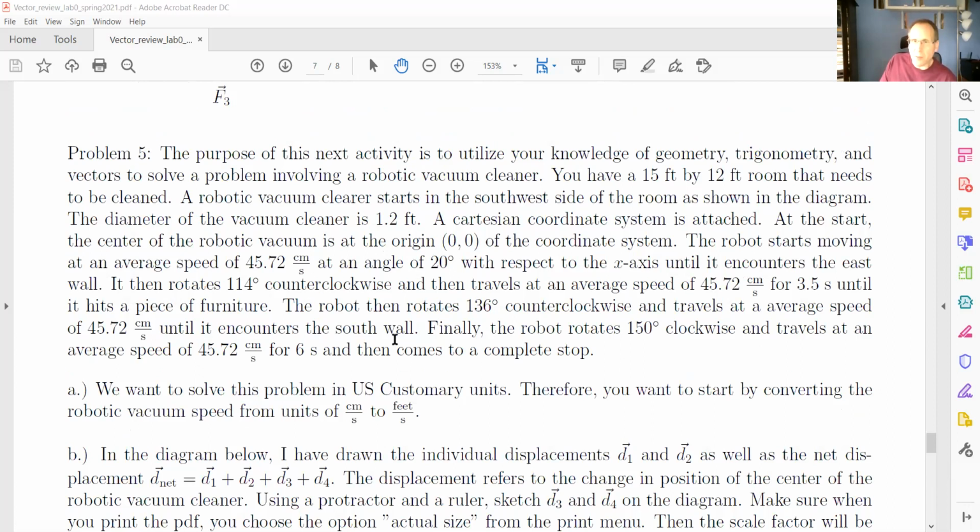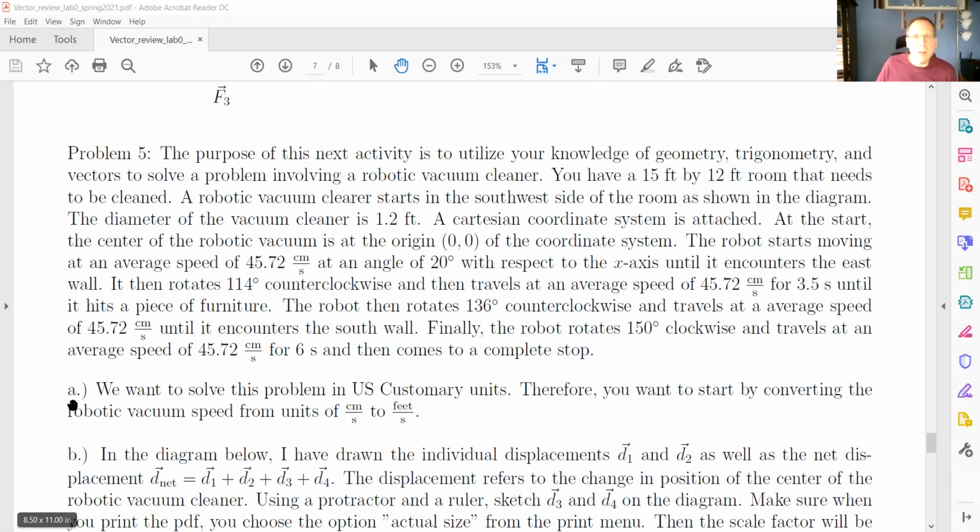So it encounters the south wall, and then finally, the robot rotates 150 degrees clockwise and travels at an average speed of 45.72 centimeters a second for 6 seconds until it comes to a complete stop. And again, I drew exactly where it should be stopped, so you can check yourselves to make sure that you're doing everything correctly.